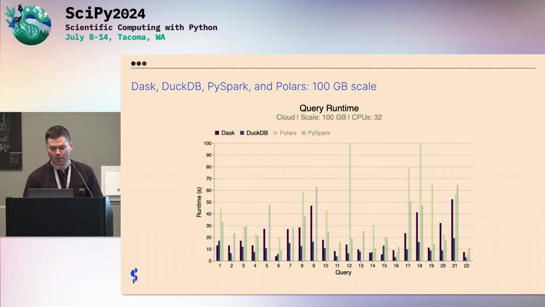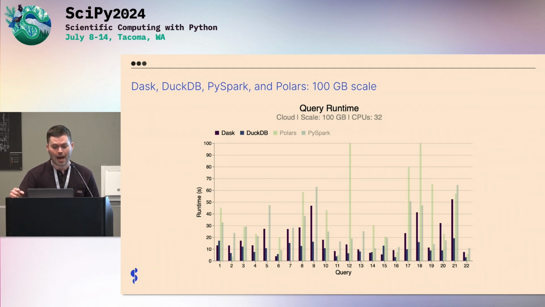The main takeaway, I should say, this is the 100 gigabyte scale. It was on 32 cores, and I didn't write it down, I think it's 128 gigabytes of memory. So not quite out of core, but right on the edge. 100 gigabyte data set, 128 gigabytes of memory available.